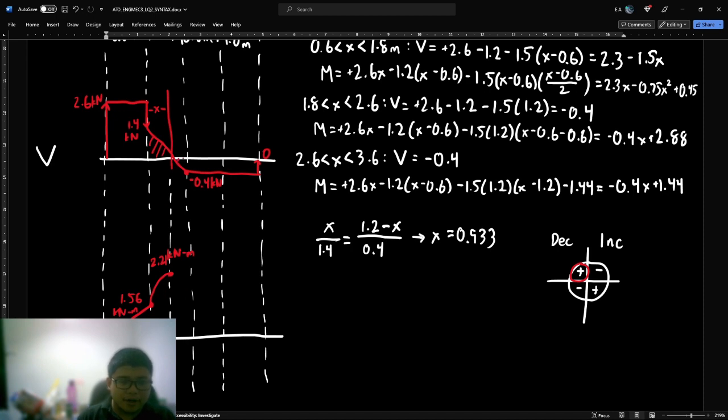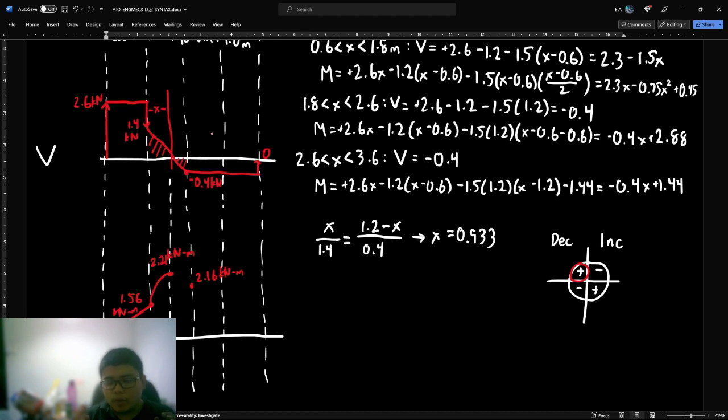Next, we also have another triangular area with a base of 1.2 minus x and a height of 0.4. So we are going to subtract 0.0534 from our previous. So it's 2.21 minus 0.0534. We get approximately 2.16 kilonewton meters.